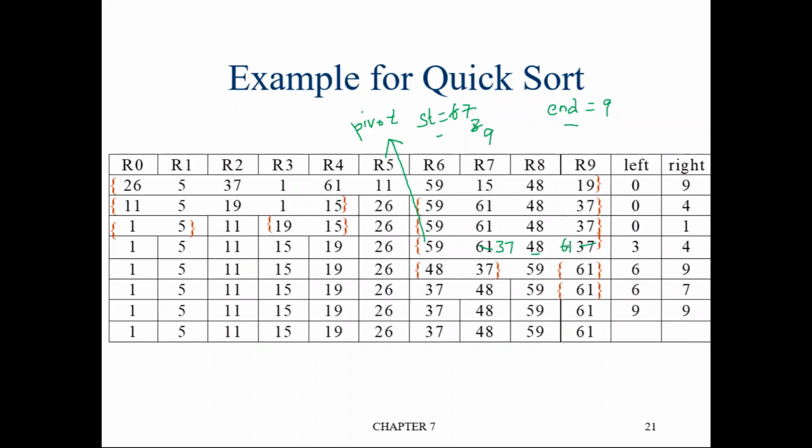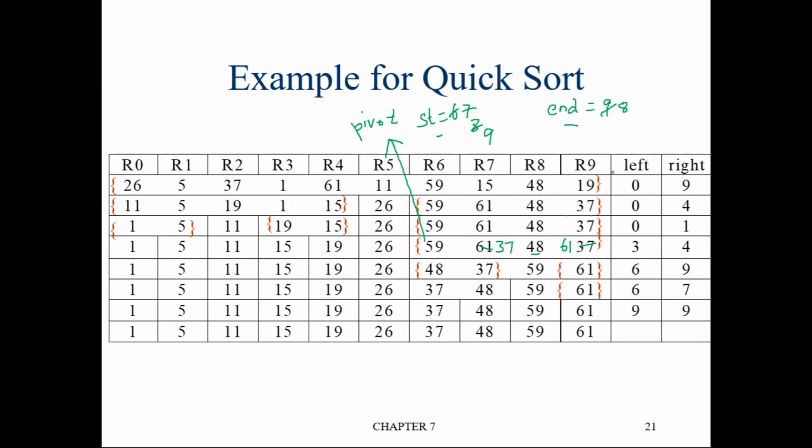Now continue for the end location. Is the element at end location greater than the pivot element? The element at 9th location is 61. Yes, it is greater than the pivot element, which is 59. So decrement end. So end becomes 8. Now again, is the element at 8th location greater than pivot element? The element at 8th location is 48. Pivot element is 59. No, it's not greater than, so it will stop.